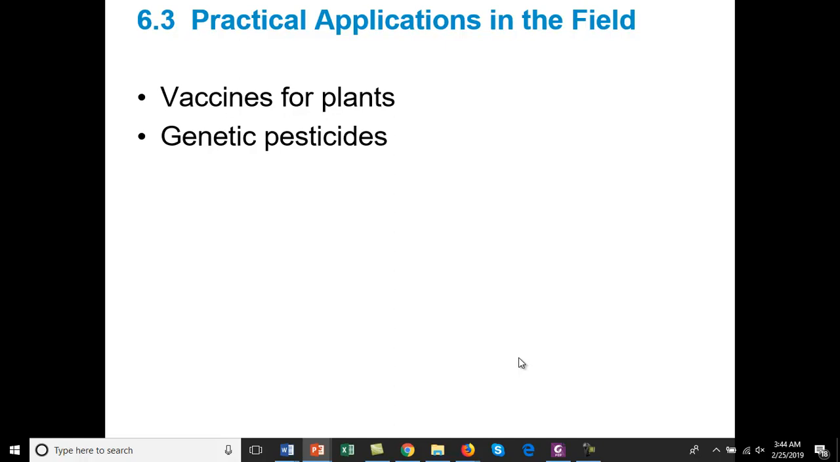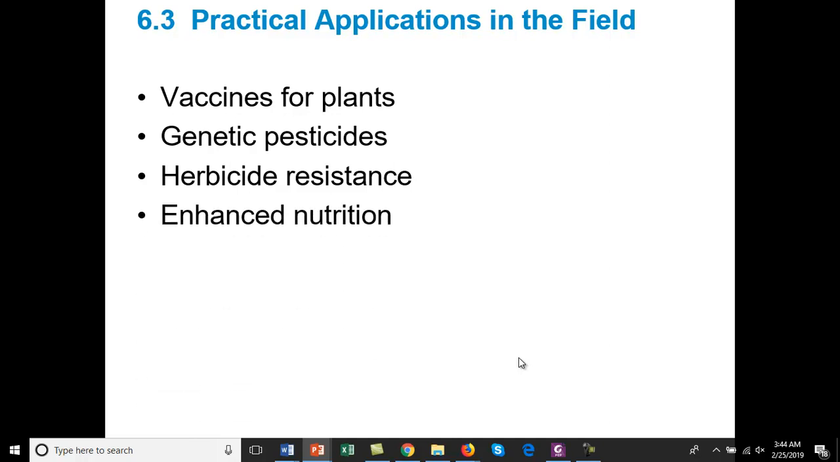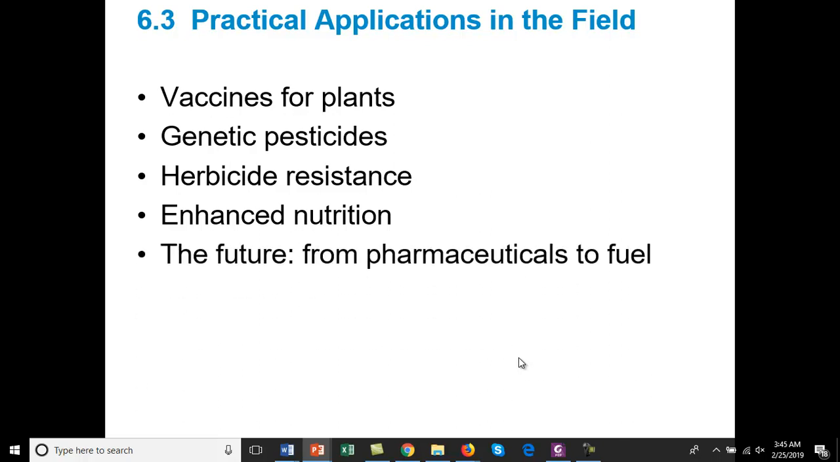You can create genetic pesticides that are specific to the genomes of different pests. You can create herbicide resistance, which is quite prevalent. Most of the crops that are produced today are herbicide resistant. So you can spray the plant directly with herbicide and all the weeds will die, but the plant will still survive. There are some plants that have been created for enhanced nutrition. And then we'll talk about pharmaceuticals, that's what I did, and we'll talk about fuel production.